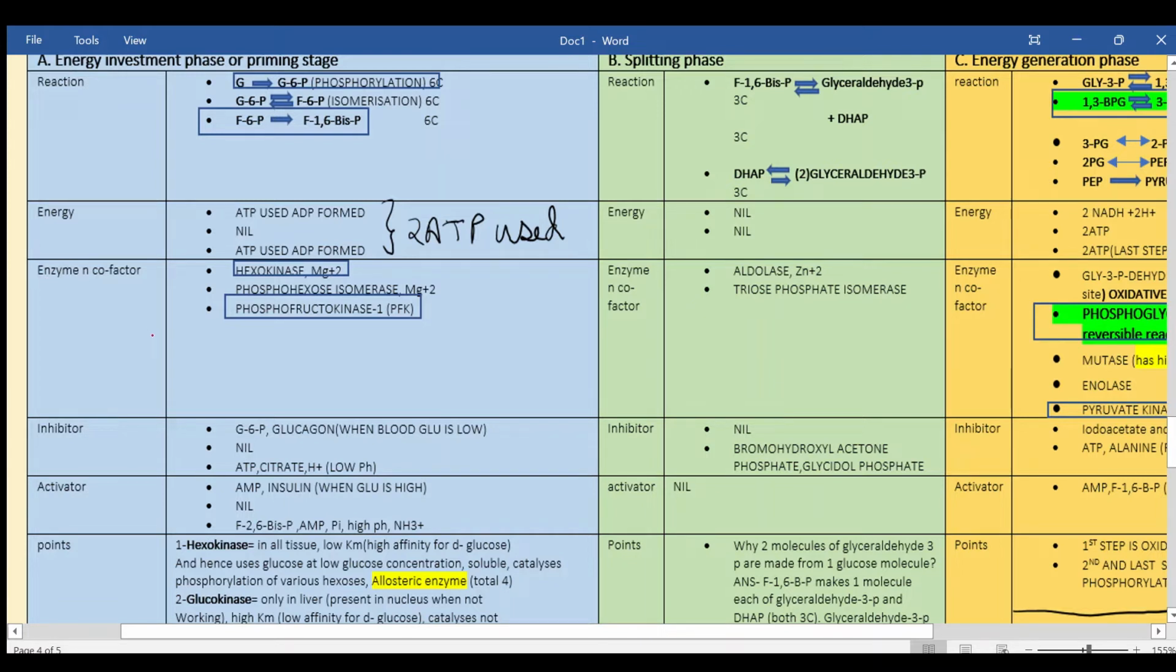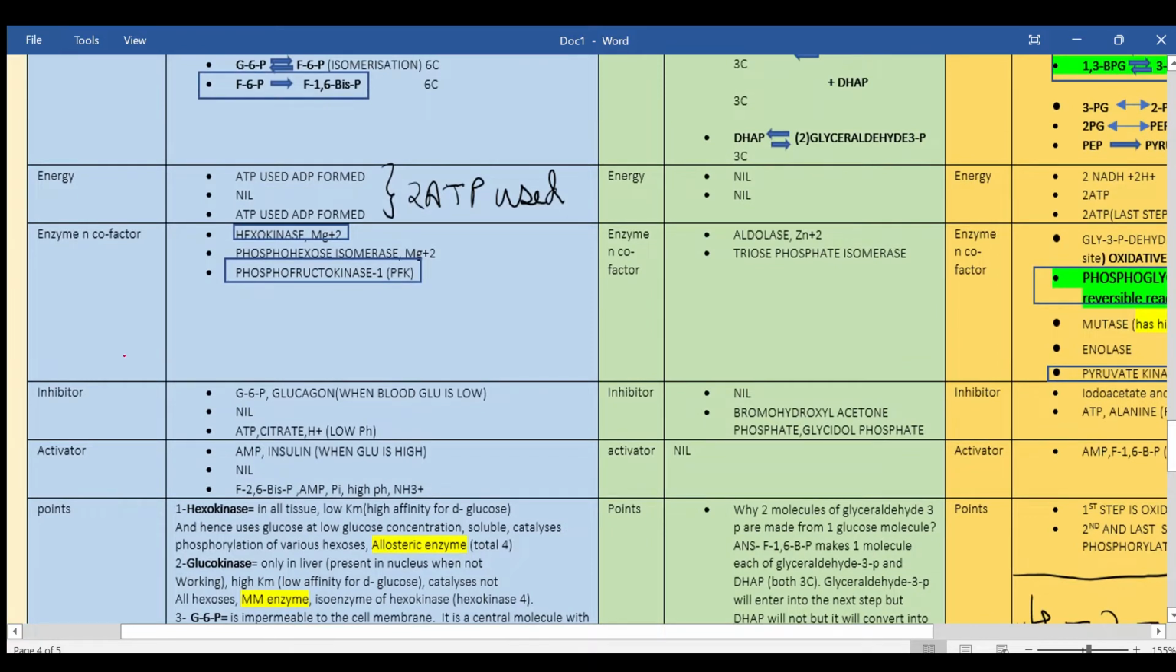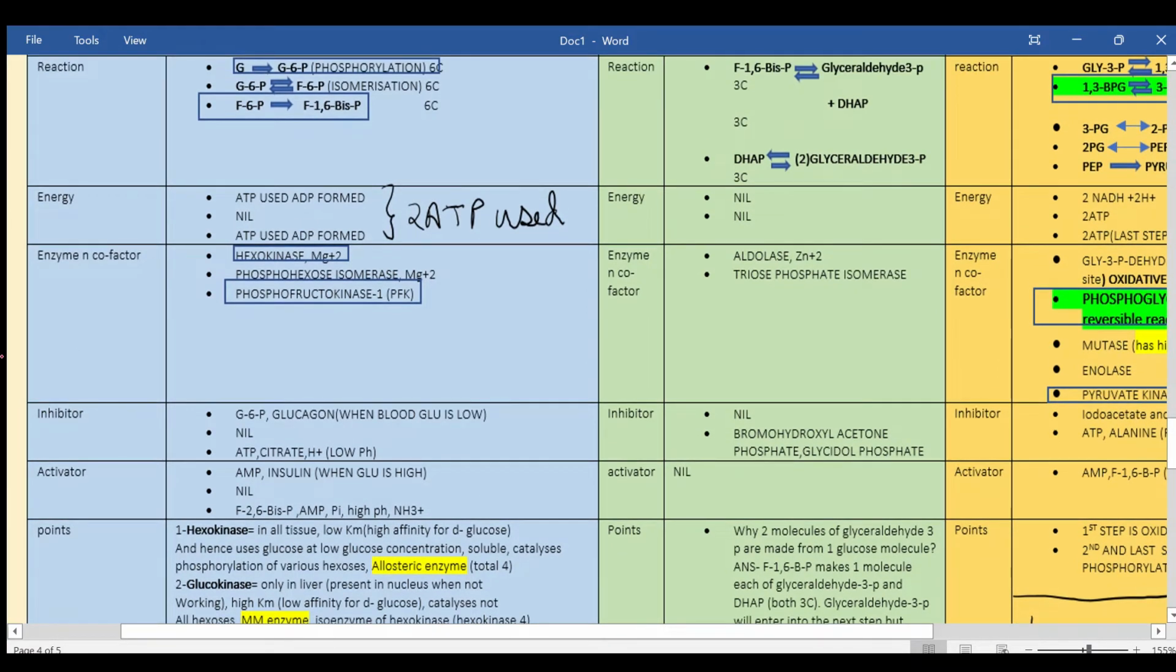Second step again does not have any activator, and the third step has fructose 2,6 bisphosphate, AMP, inorganic phosphate, and high pH, or you can also say ammonium ion, as the activators. So these are very conceptual things. If you remember the concept behind the need for glycolysis, you can understand the need for these inhibitors and activators.